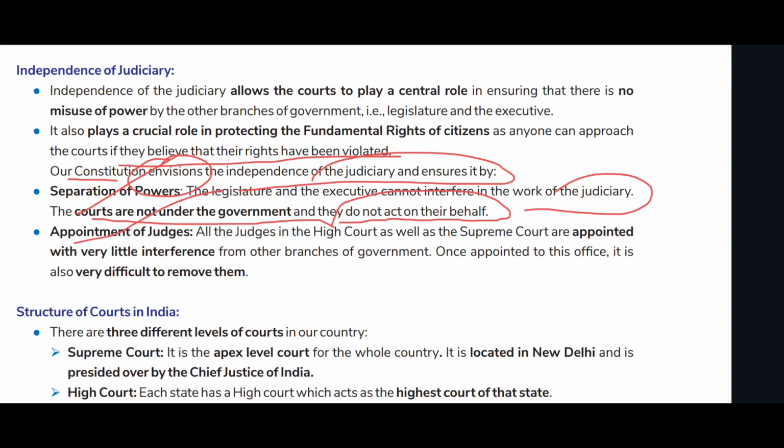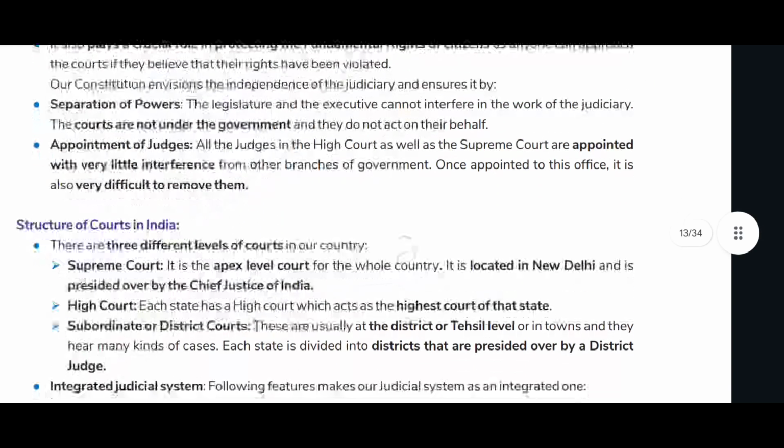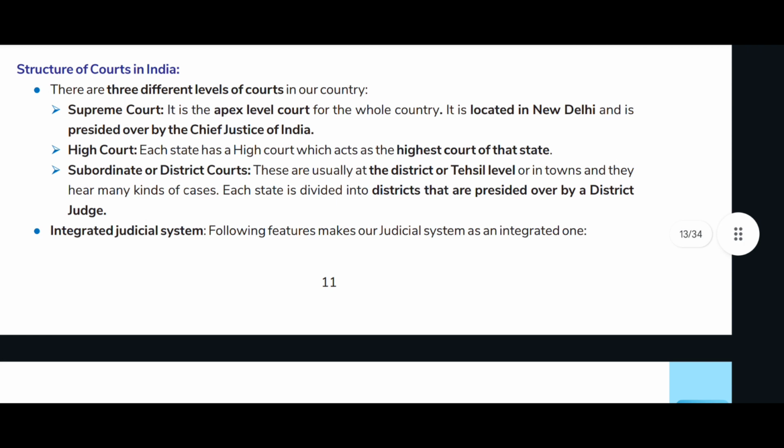Appointment of judges. All the judges in the High Court as well as Supreme Court are appointed with very little interference from other branches of government. Once appointed to this office, it is also very difficult to remove them. Structure of courts in India. There are three different levels of court in our country: Supreme Court, High Court, Subordinate or District Court.